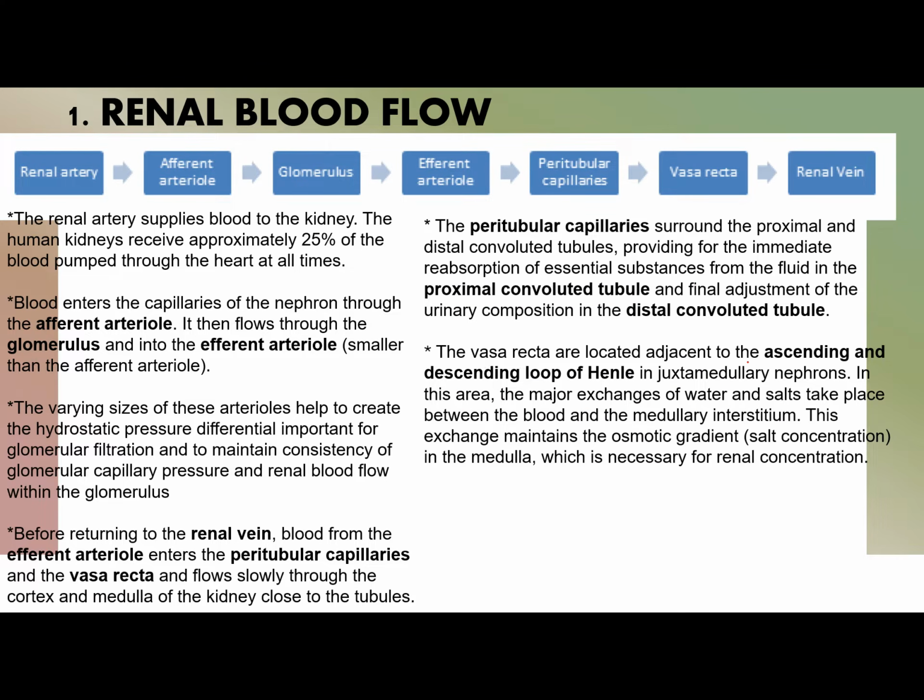Now, the vasa recta are located adjacent to the ascending and descending loop of Henle in the juxtamedullary nephron. In this area class, the major exchanges of water and salt would take place. So, sa ascending and descending loop of Henle class, take note of this. This is where the major exchanges of water and salts would take place between the blood and the medullary interstitial tissue. This exchange now class would maintain the osmotic gradient or the salt concentration in the medulla, which is necessary for renal concentration.